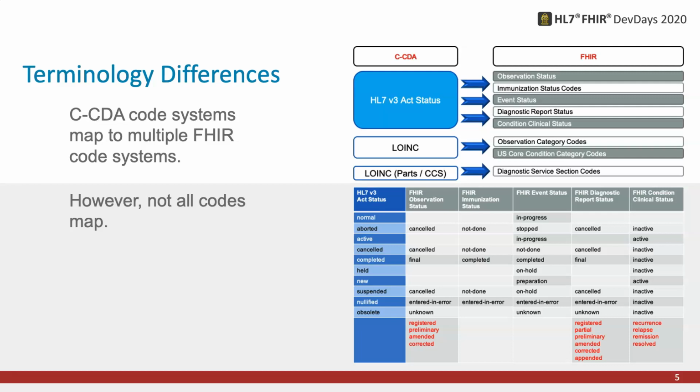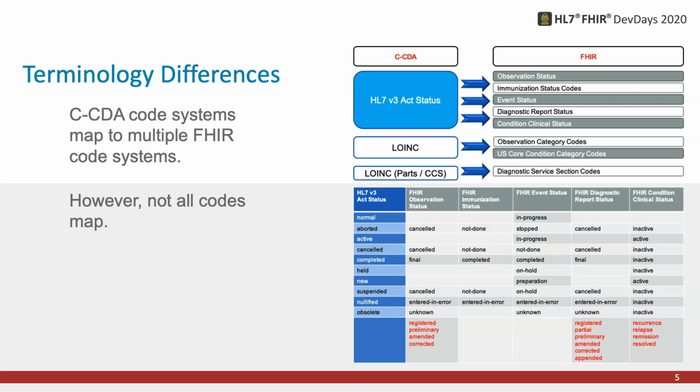The problems start with the fact that code systems in CCDA often map to multiple places in FHIR. For example, HL7 v3 ACT status maps to multiple different statuses in different FHIR resources. So we need to maintain a complex mapping from one system to another. However, it doesn't stop there. As we all know, code systems are not static, so our mapping has to be able to evolve over time.